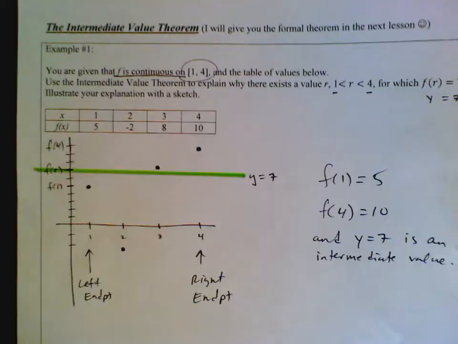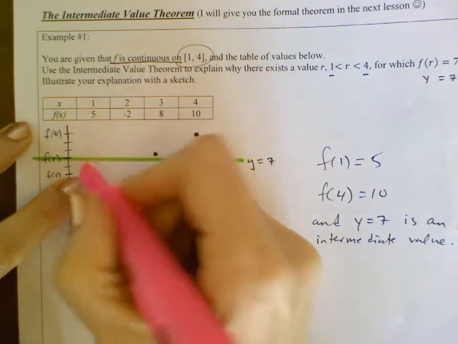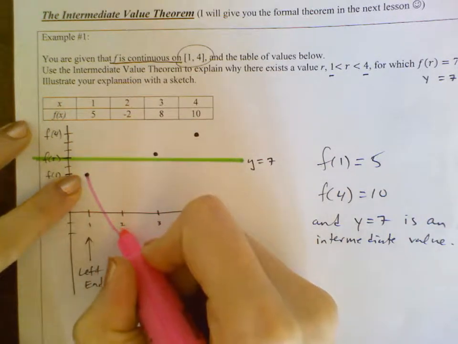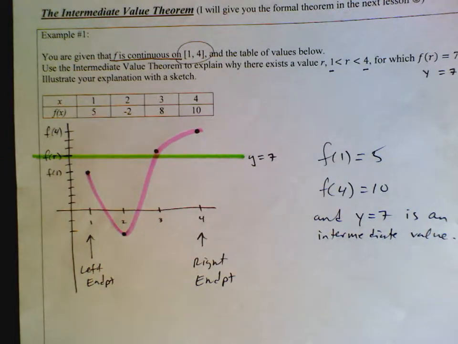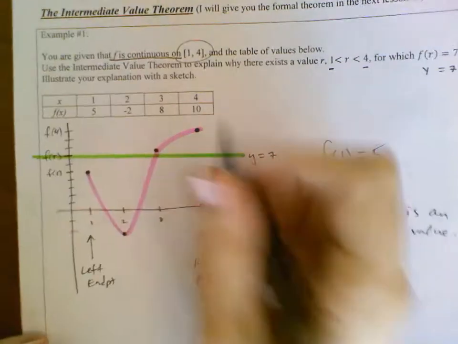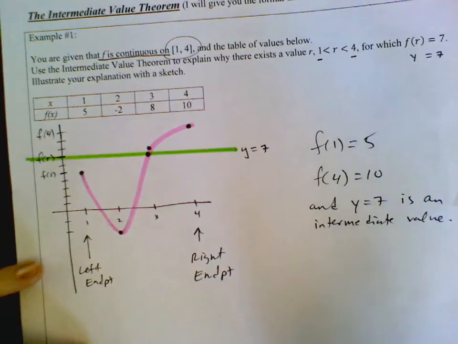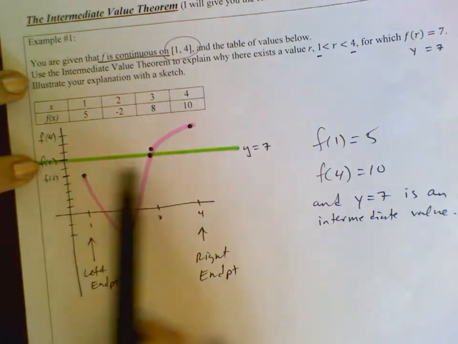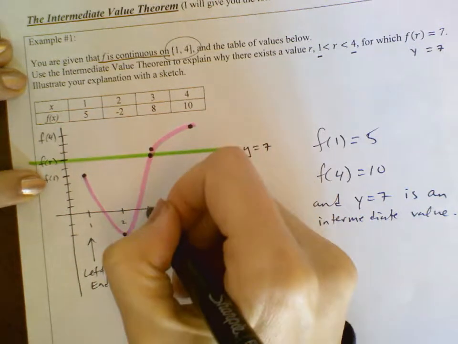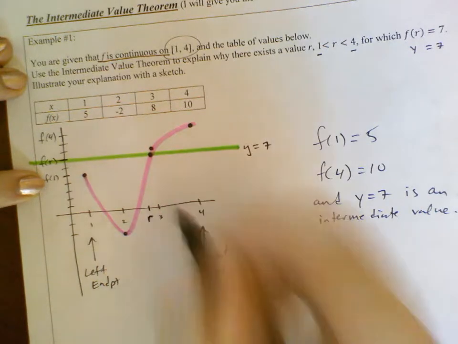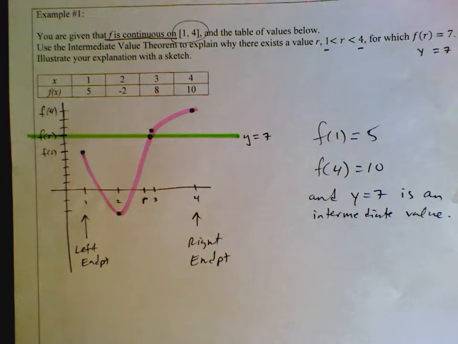Guys, if f is continuous, that means that we can connect the dots. So I can connect these dots just like that. And connecting these dots allows us to pinpoint right here f of r. Okay, so f of r is 7. So where is r? r would have to be about right there.